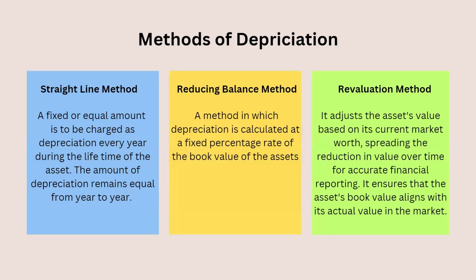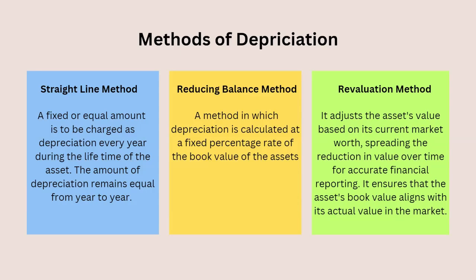There are three main methods of calculating depreciation. The first one is the straight line method. A fixed or equal amount is charged as depreciation every year during the lifetime of the asset. The amount of depreciation remains equal from year to year. So every year there's a fixed amount of depreciation we do.